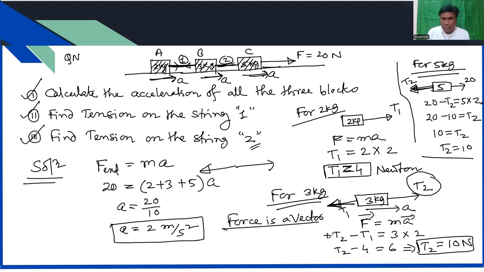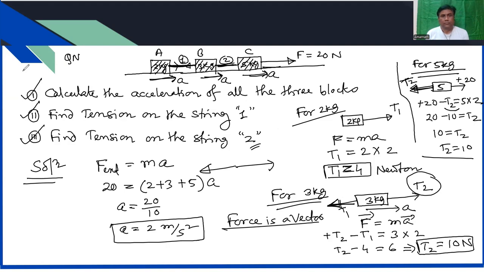T2 is positive. Nothing written means positive. So T1 must be negative. Here also I have taken T2 negative, you see. T2 I have taken negative, 20 I have taken positive. It means I have assumed that the right direction is positive and the left direction is negative. Because in vector quantity, you cannot directly add it. Okay, sir.